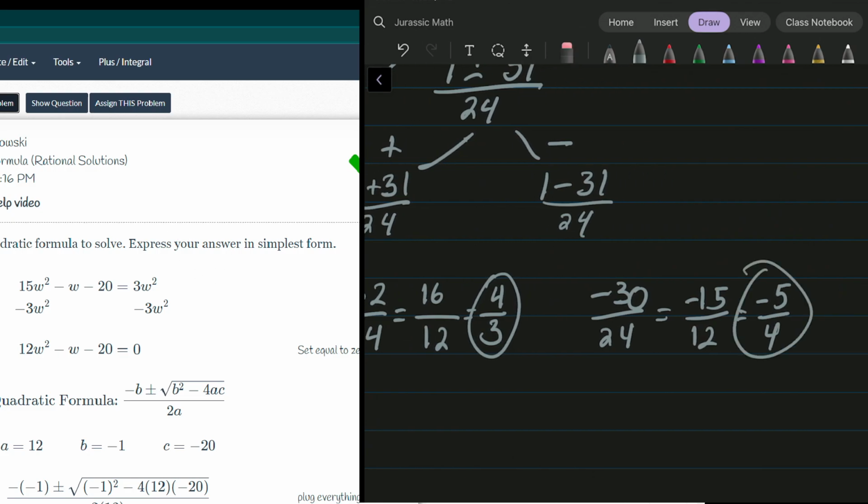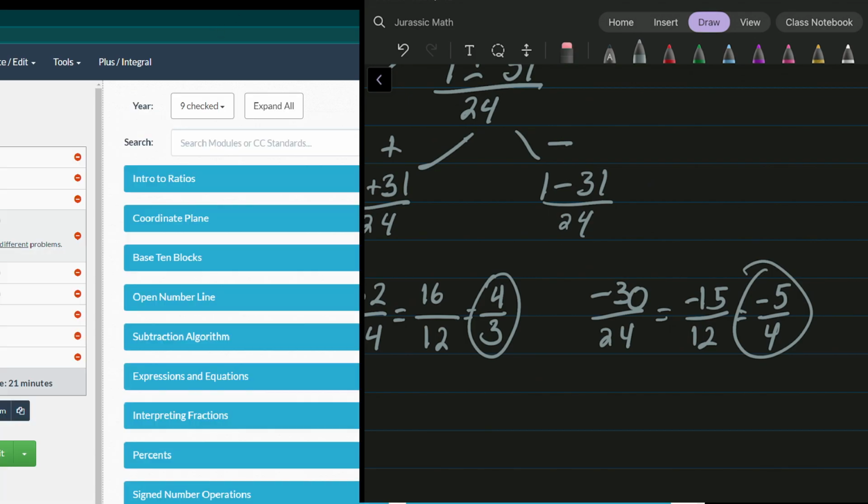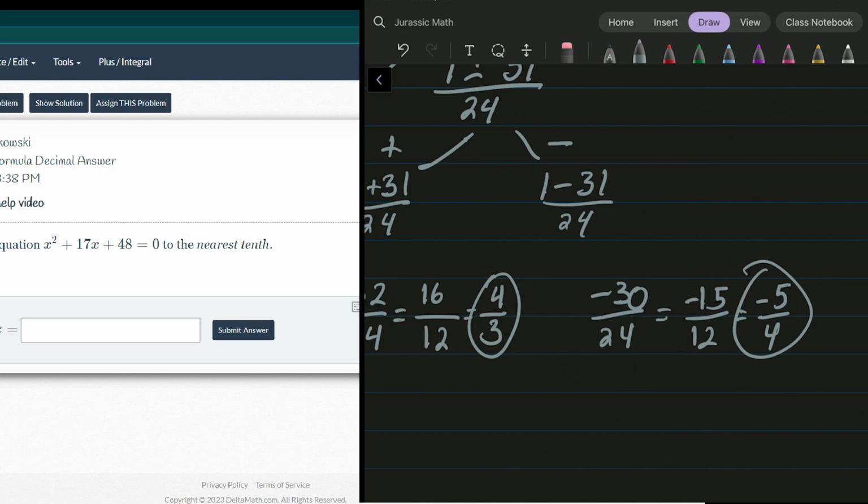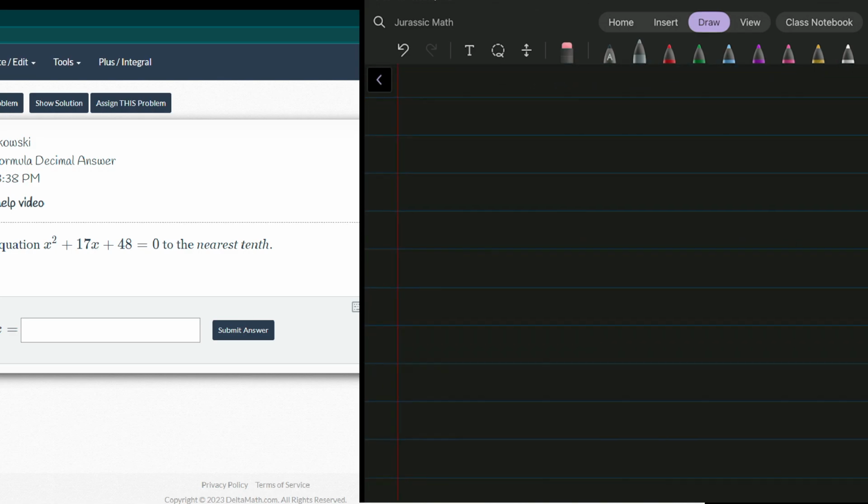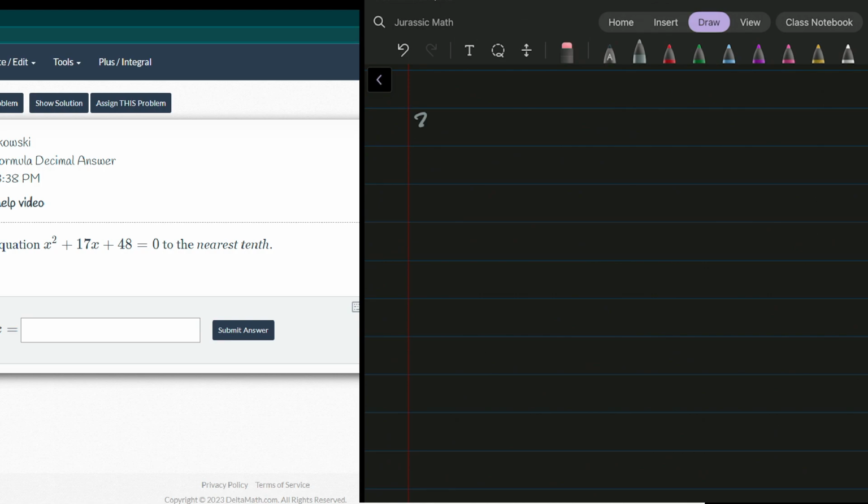And the last problem for this video, because quadratic equations are just long and tedious, is a decimal answer. Now, last time I did one of these on Delta Math, I realized that Delta Math would much rather you round to the 100th first, and then for your final answer, round to the 10th. So that's what I'm going to do. It says round to the nearest 10th, but I'm going to round to the nearest 100th first.